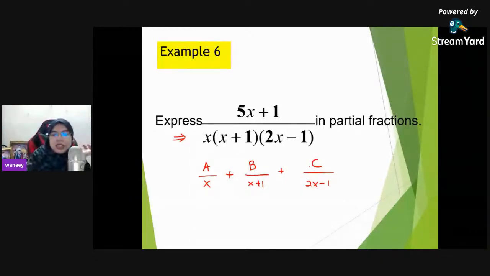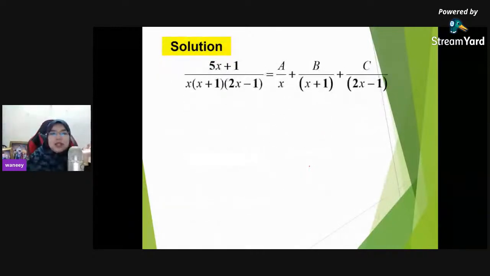Okay, so kita pecahkan dulu. So 5x plus 1 over x plus 1, 2x minus 1 equal to A over x, B over x plus 1, C over 2x minus 1. And then you need to have a common denominator. So samakan pembawah, cari and then compare awak punya numerator and then solve lah. Either nak guna substitution ataupun comparing coefficient.